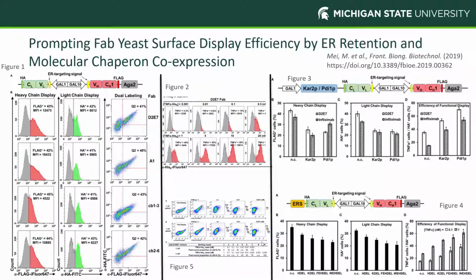And after 7 to 9 rounds of sorting, the authors ended up finding this clone that they had been looking for initially, and concluded that their system could be used, but they did note the trade-offs between total display of Fabs and increase in Fab efficiency.